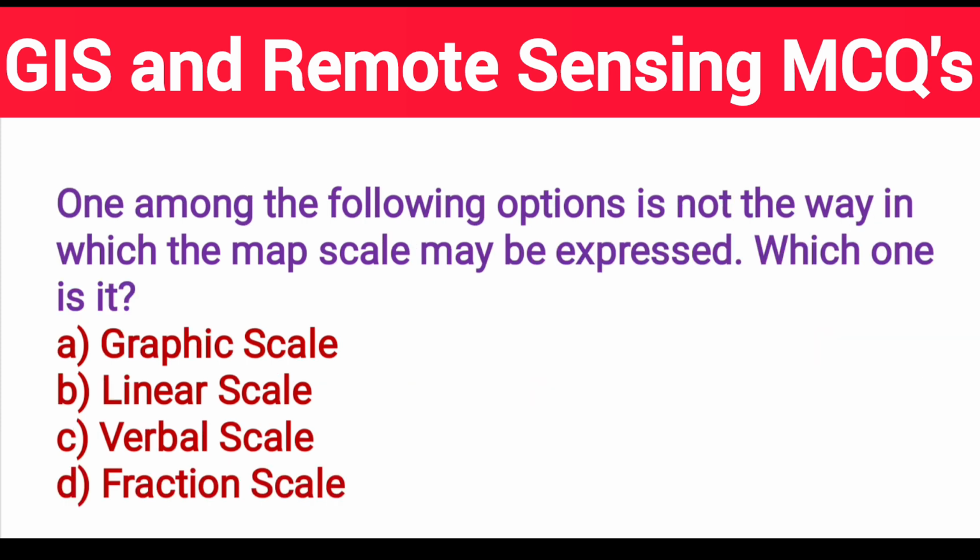Next question, one among the following option is not the way in which the map scale may be expressed. Which one is it? Option A, graphic scale. Option B, linear scale. Option C, verbal scale. Option D, fractional scale. So the correct answer is option B, linear scale.